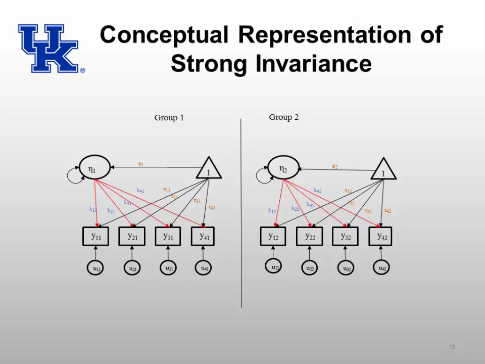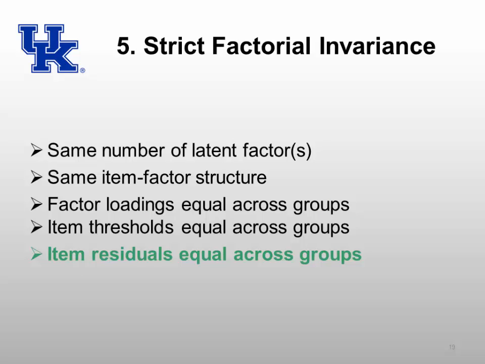As you see the progression, now we have the same factor structure, the same items with the factors. We know that the factor loadings are equal, and then we also know that our thresholds are equal. So we're getting more and more evidence that this construct is being measured the same across our groups.